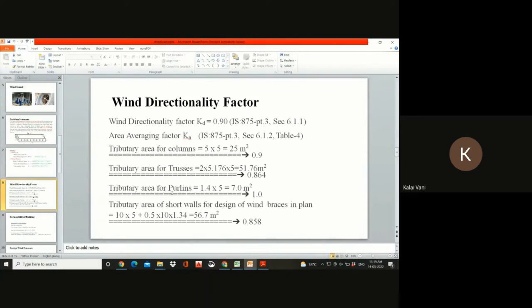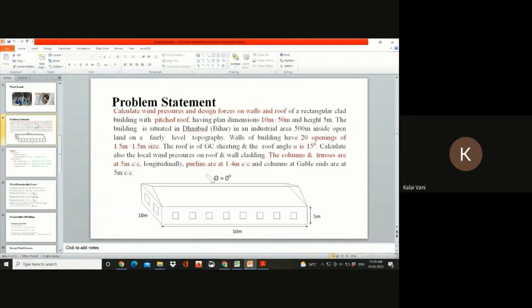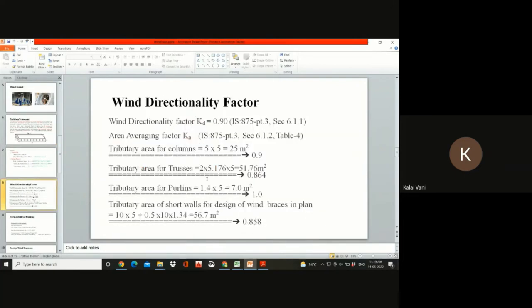And the tributary area for purlins. Here they have spaced the purlins at 1.4 meters center to center, right? So 1.4 meters for a length of 5 meters. Right, so that is the tributary area of your purlin.